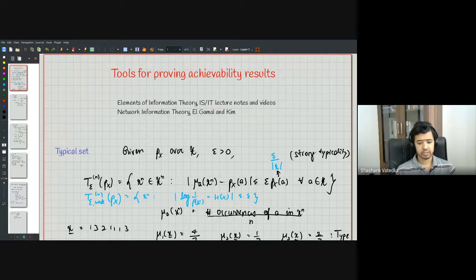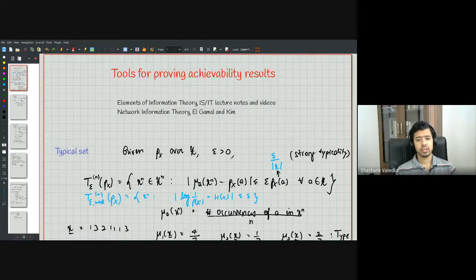So in the previous classes, we saw a bunch of tools which were used to prove converse results. We saw Fano's inequality, and then we used Fano's inequality to prove a converse for the channel coding theorem. And then we looked at Mrs. Gerber's lemma and the entropy power inequalities, as well as the Csiszar sum identity or the Korner-Marton identity.